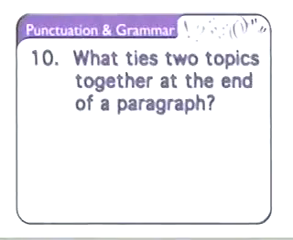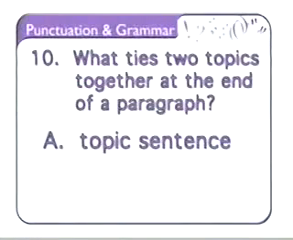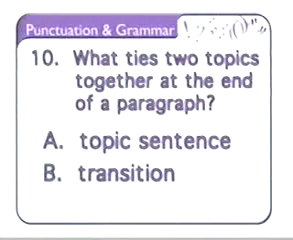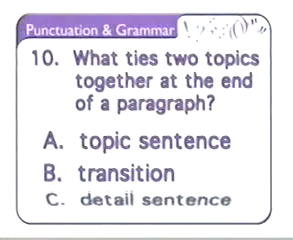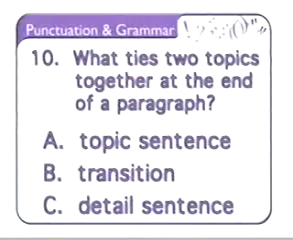What ties two topics together at the end of a paragraph? A, topic sentence, B, transition, or C, detail sentence?